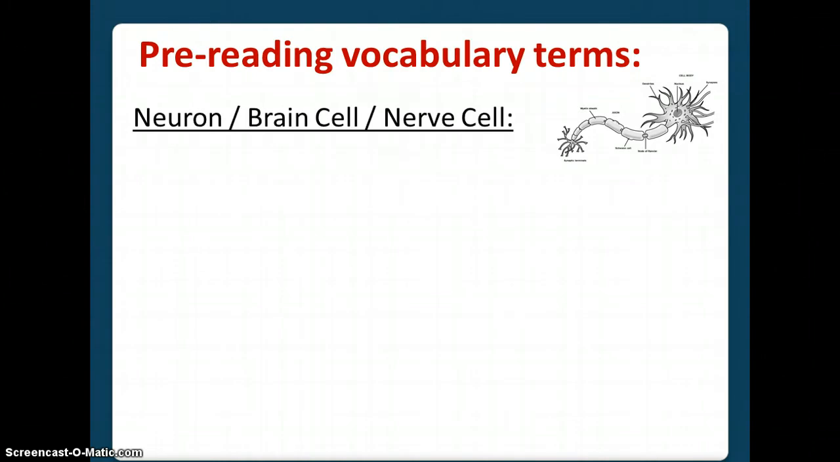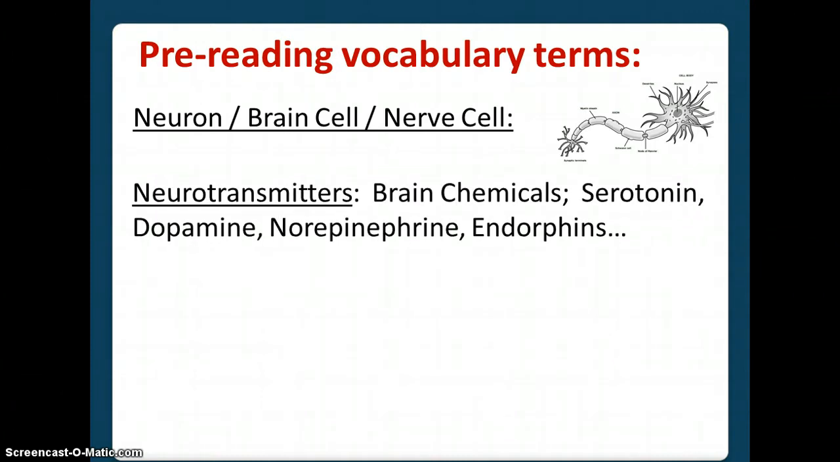You'll be reading about neurons, brain cells, and nerve cells. These are all terms that are used interchangeably, and they refer to the unique cells that make up the gray matter in the brain. You'll read about neurotransmitters, which are naturally produced brain chemicals that are crucial to its functioning.